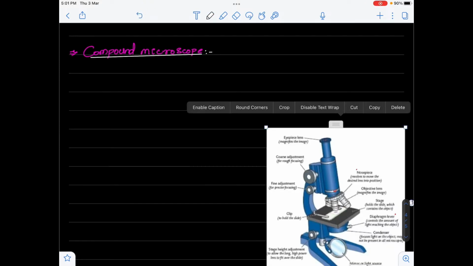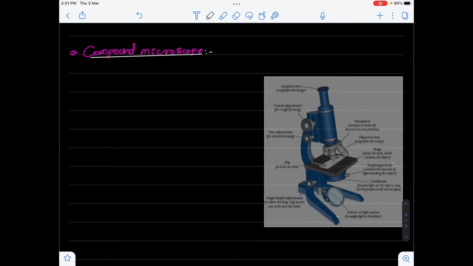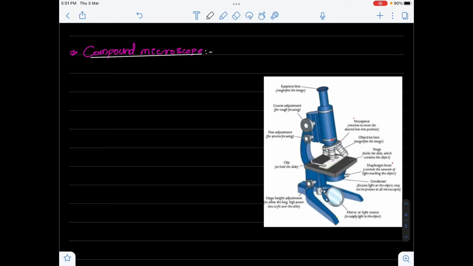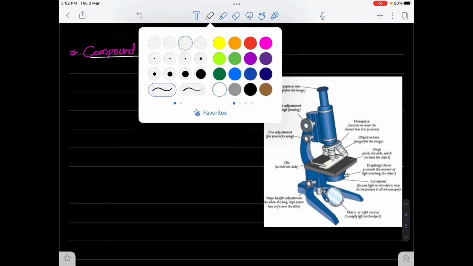Hello everyone, in this video we will talk about the structure of the compound microscope. Look at this picture. Here we can see the structure of the compound microscope, which was first invented by Zacharias Janssen.